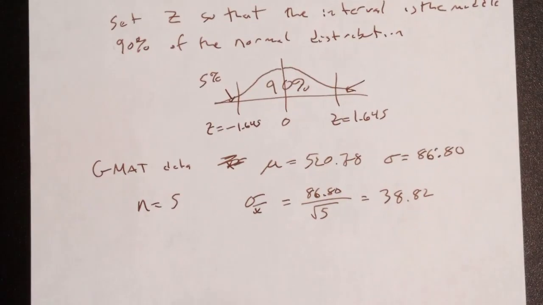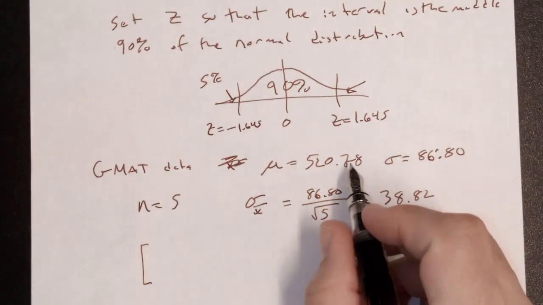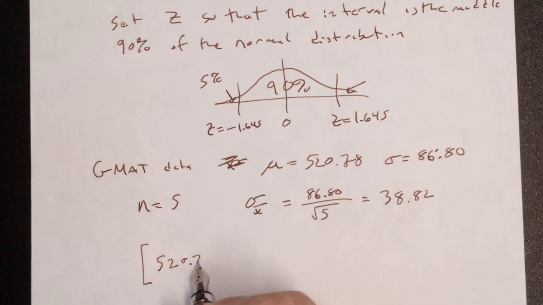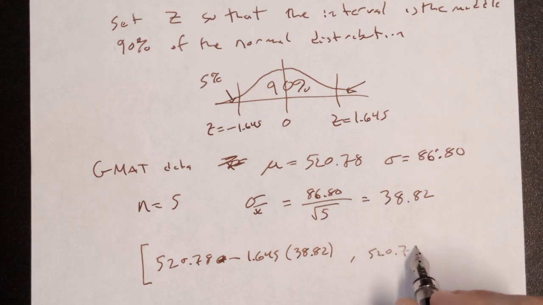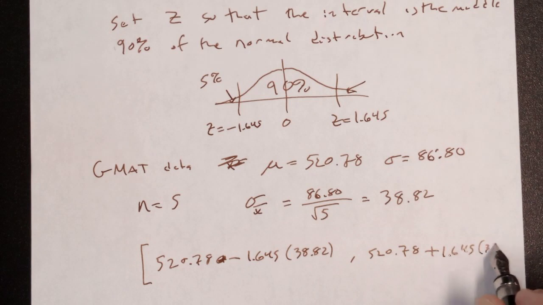So now what I can say is that the interval should be 520.78 minus 1.645 times 38.82, comma, 520.78 plus 1.645 times 38.82.